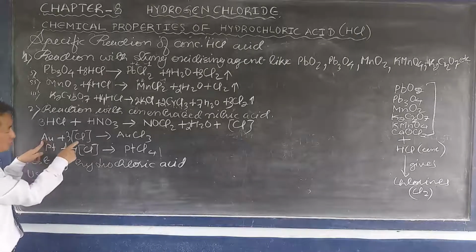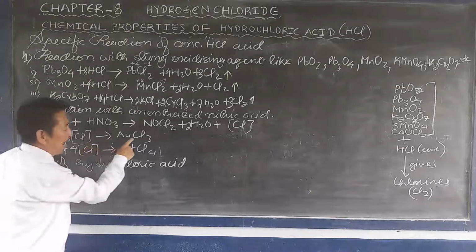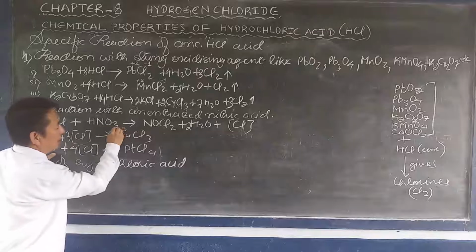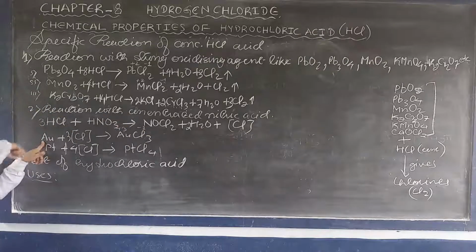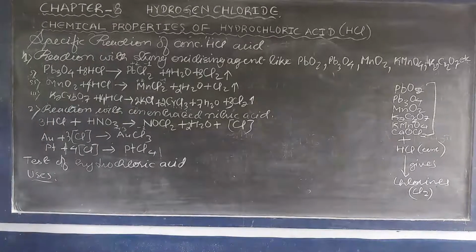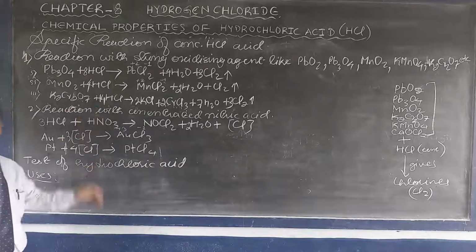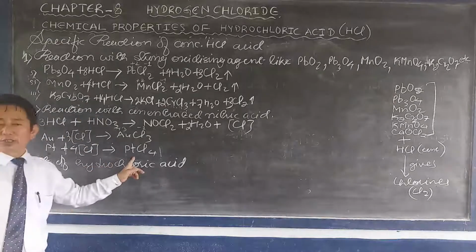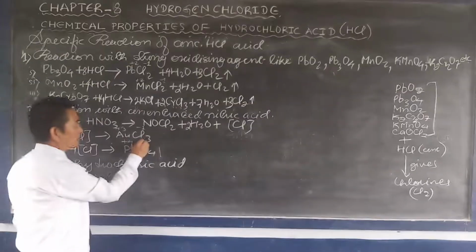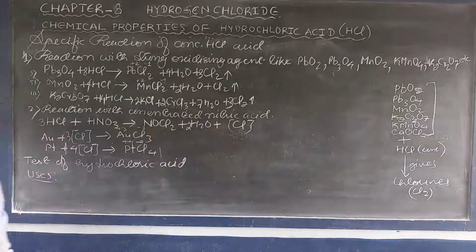When gold reacts with this nascent chlorine or aqua regia, it produces auric chloride. The valency of gold is 3 and chloride is 1. On interchanging their valency, the molecular formula is AuCl3. Similarly, platinum also dissolves in aqua regia and it produces platinum chloride. The valency of platinum is 4 and chloride is 1. And this is nitrosyl chloride.